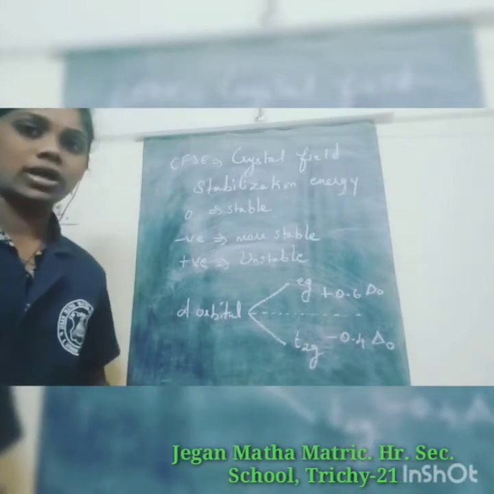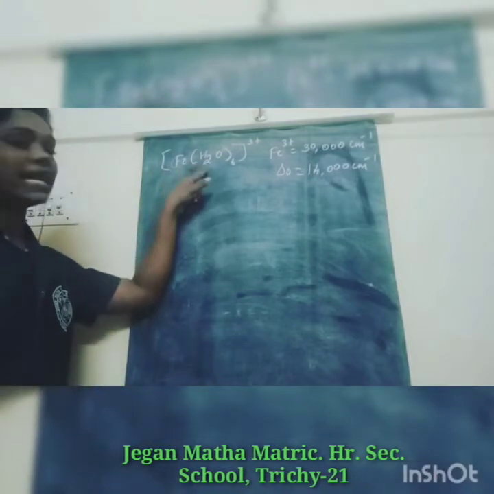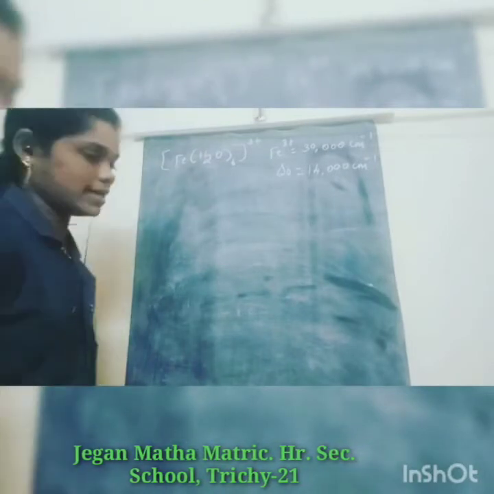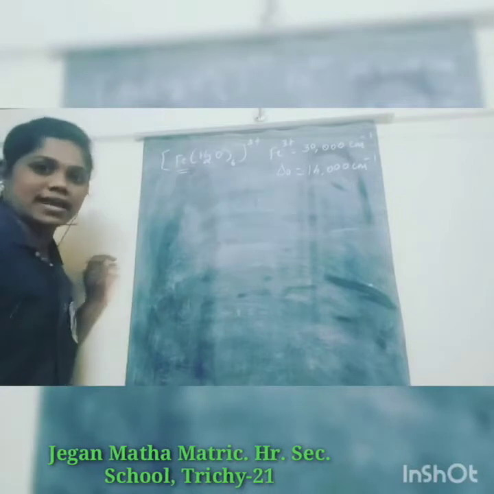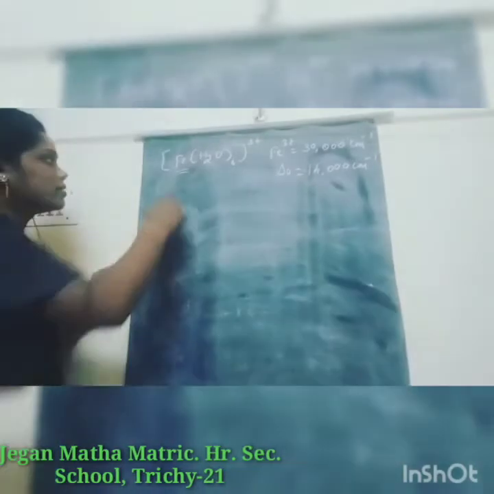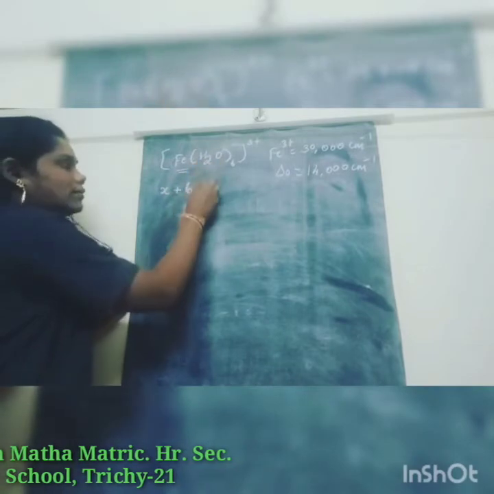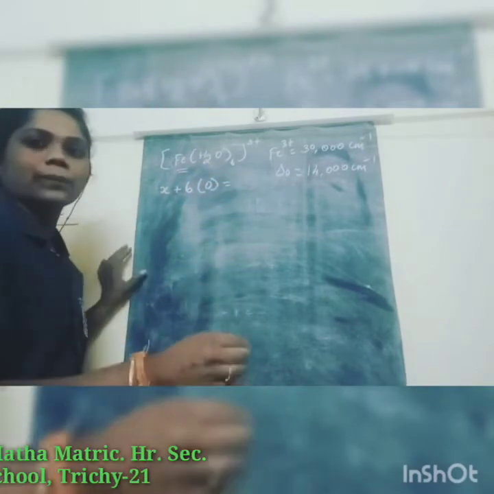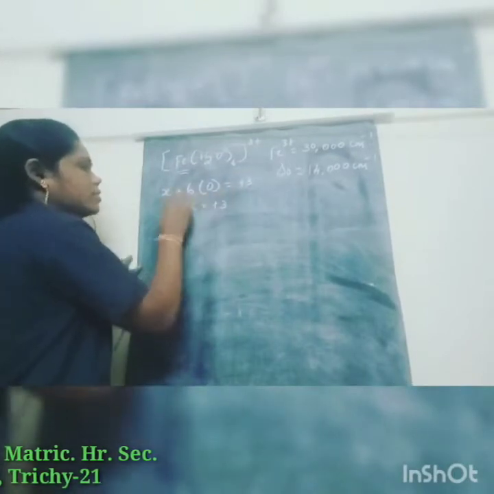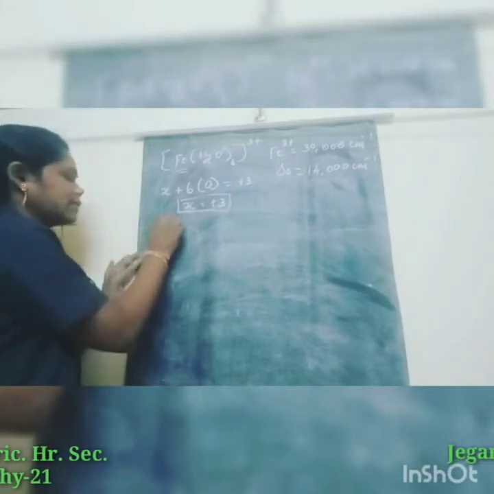Okay, so now I take one complex. The complex is [Fe(H2O)6]3+. First we calculate the oxidation state. The central metal ion is iron and the ligand is the water molecule. So we find the oxidation state: X plus 6 times water, whose value is 0, is equal to plus 3. So X is equal to plus 3. So the oxidation state of iron is Fe3+.